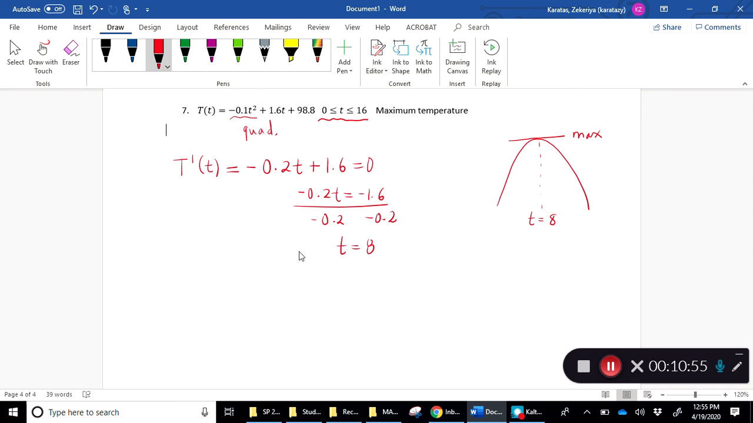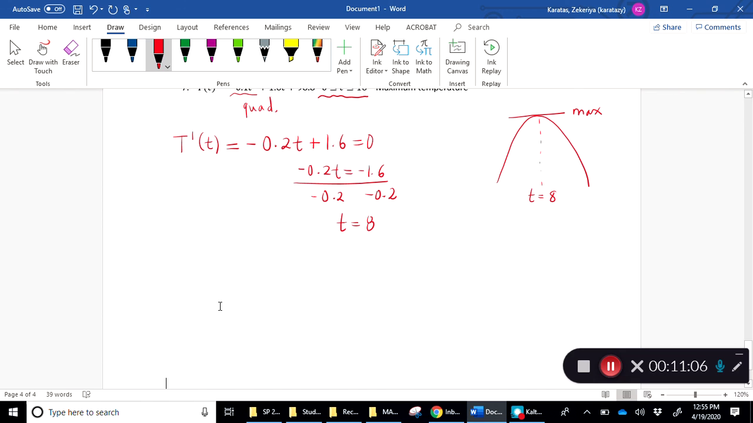So how can we see this algebraically? It's simple. You will do the same thing. Let's just check the sign. Here we have 8. Max we have 16, min we have 0. It's between 0 and 16. And this is T prime, so it's negative 0.2 times t plus 1.6.